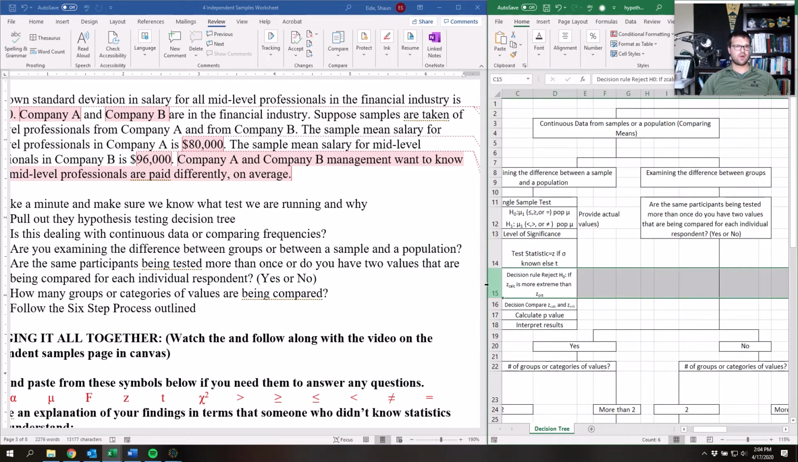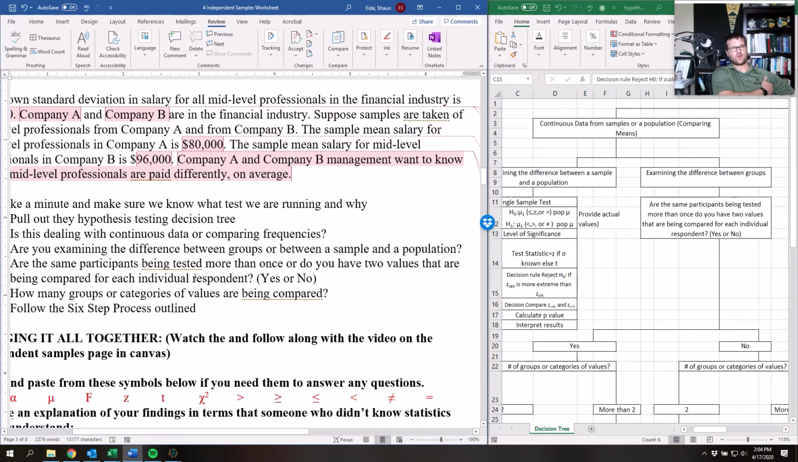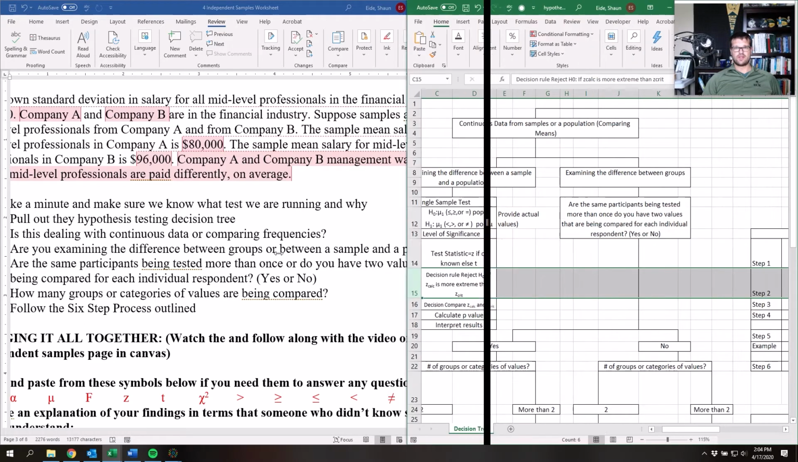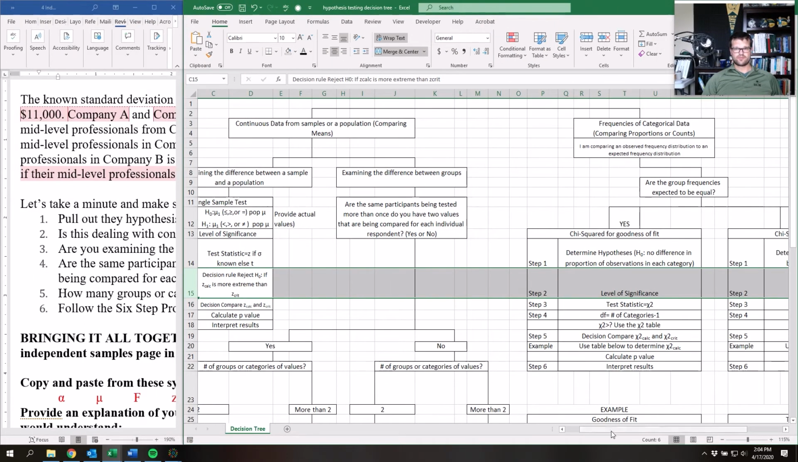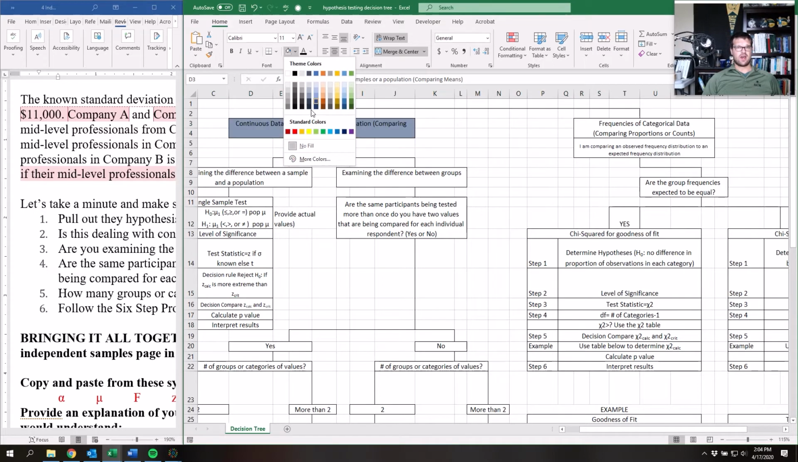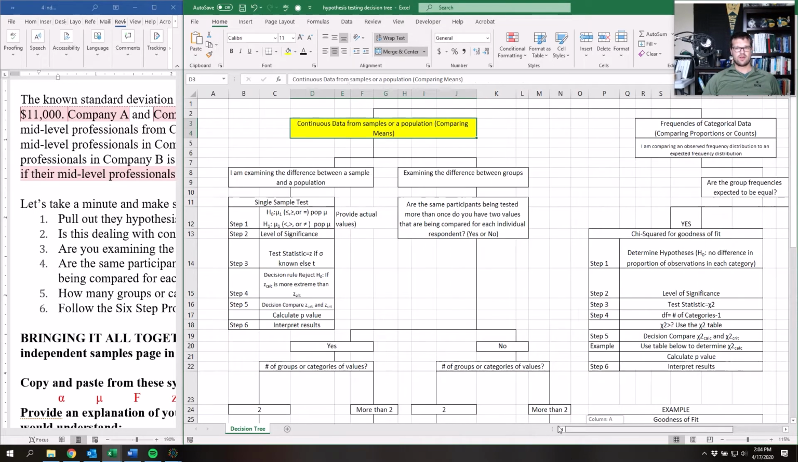Okay, so the next question is, are you examining the difference between groups or between a sample and a population? And so we are looking, and right here you'll see on the decision tree, it says, because we went to the left-hand side, so let's highlight this and say, okay, this is where we went. The next, am I examining the difference between a sample and a population, or am I examining the differences between groups? And the answer is, we're looking between company A and company B, so therefore we're looking between groups.